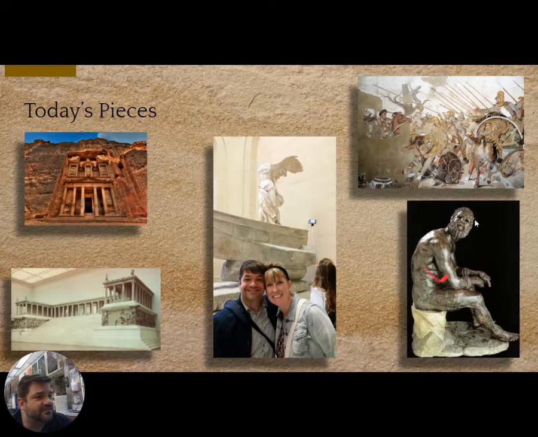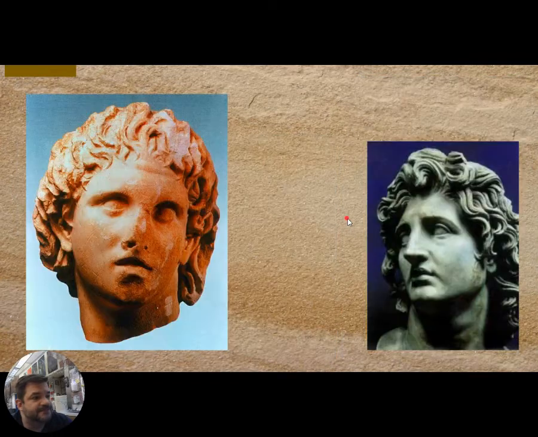And these are our 5 pieces that we're going to talk about today. We've got a city, a temple, a marble sculpture, a bronze sculpture, and a mosaic.